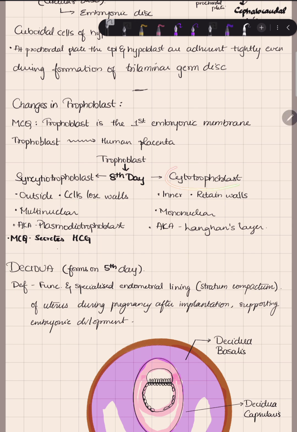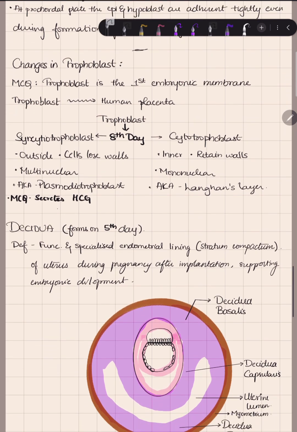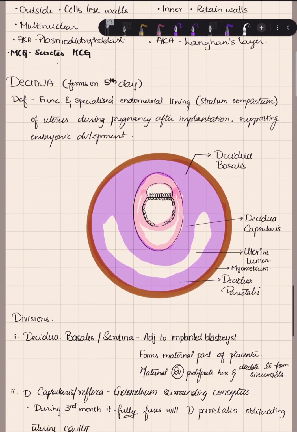Coming to the cytotrophoblast, it is present towards the inside, and it is called cyto because the cells over here are clear and distinctly separated. As they retain their walls, they are mononuclear. This is also called the Langerhans layer.